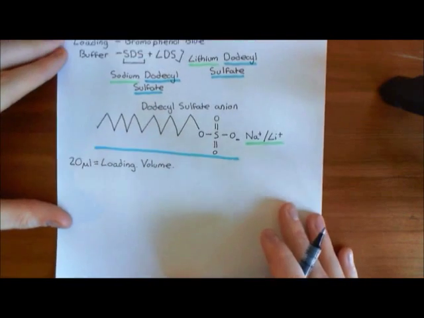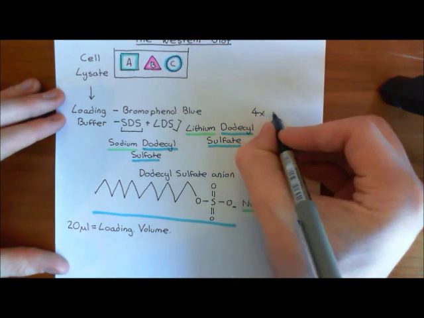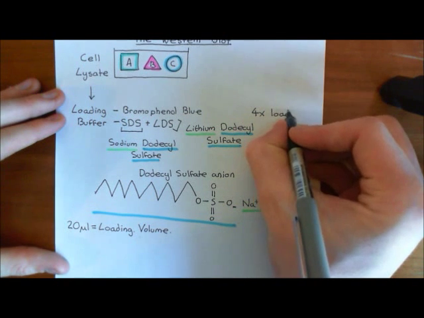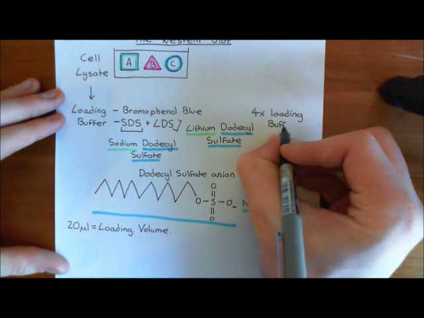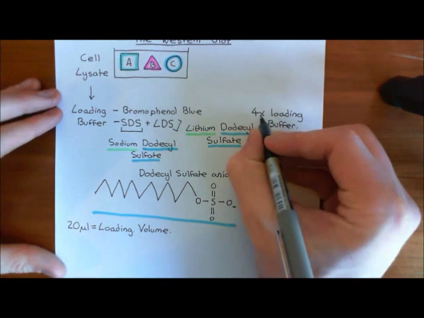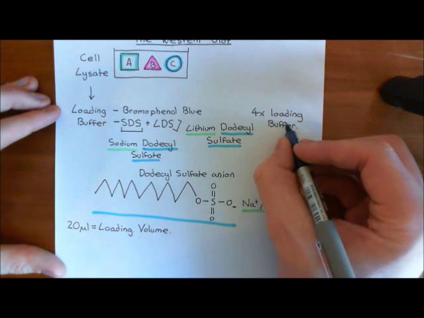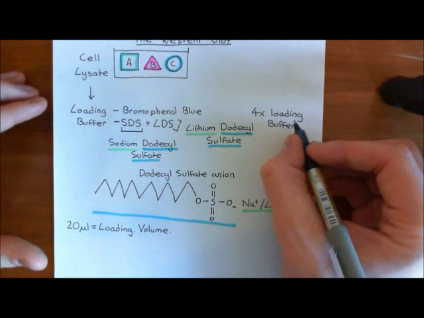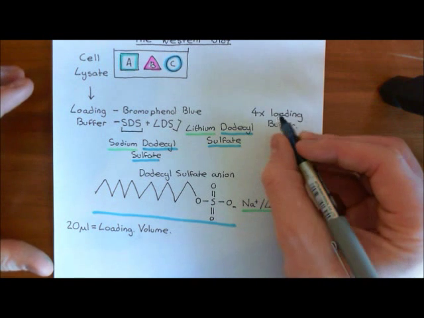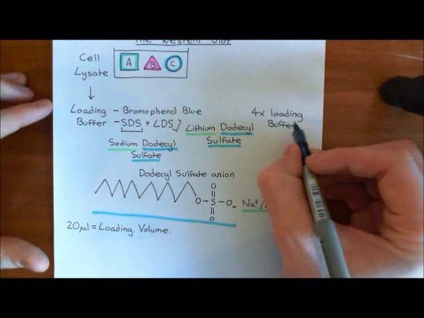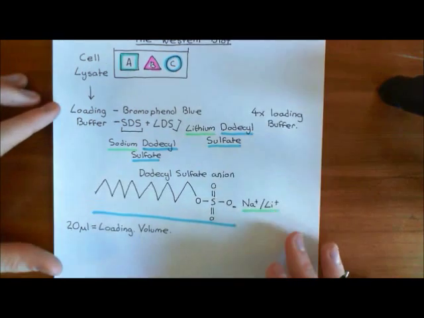Now, loading buffer usually comes in what is known as 4 times loading buffer. So what you'll generally find is that if you go to the shelves, you'll find something called 4 times loading buffer. Now what that means is that this is 4 times more concentrated than it should be. So when you actually are using this in a sample which you're about to load onto a polyacrylamide gel, you don't want it to be this concentrated. You want it to be 4 times less concentrated. Now what does that actually mean?